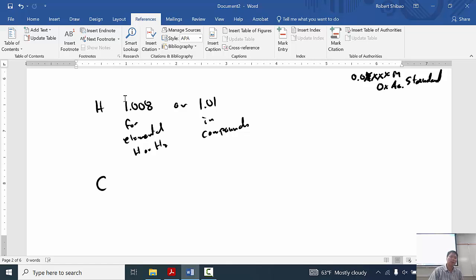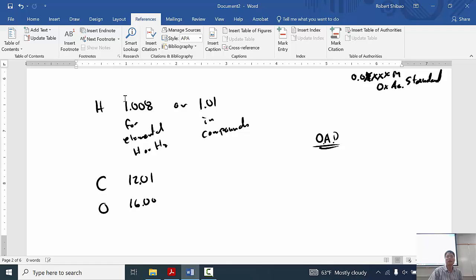How about carbon? Do you have that one memorized? 12.01. Oxygen? 15.994, but I don't like that. For speed, I like 16.00. It's not as accurate, but it's okay. We're going to compromise for speed. And therefore, I can calculate the molar mass of oxalic acid dihydrate quite quickly.